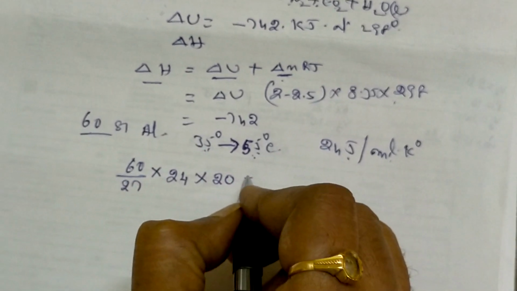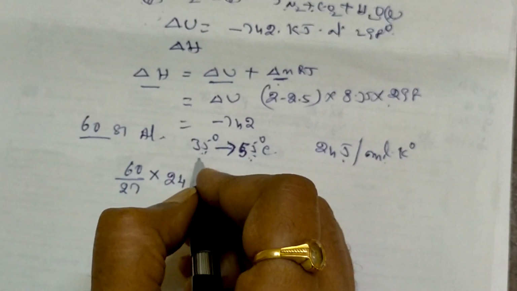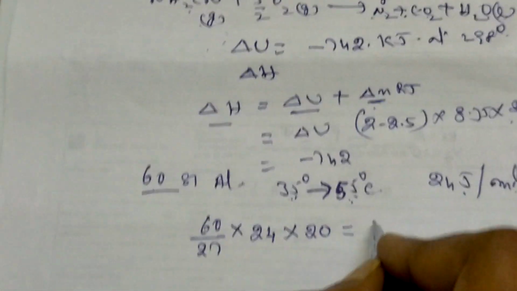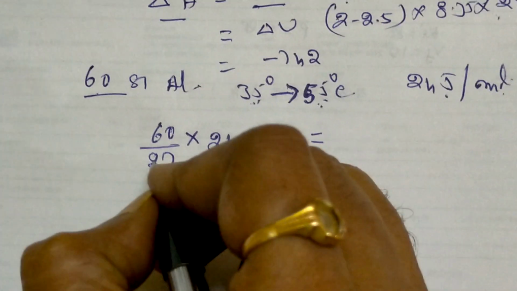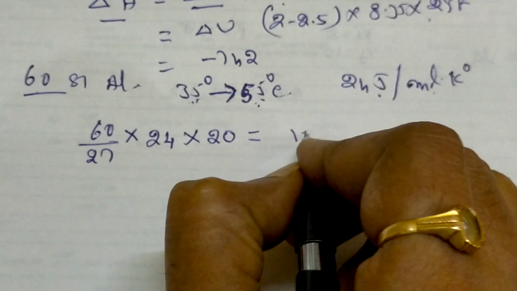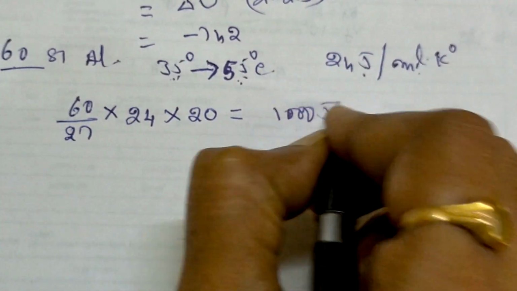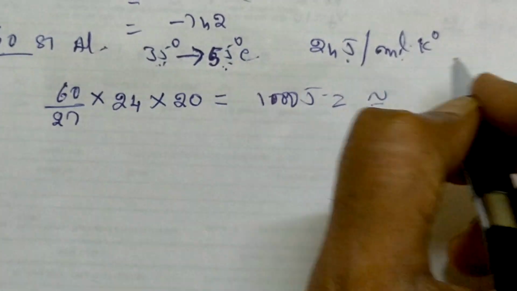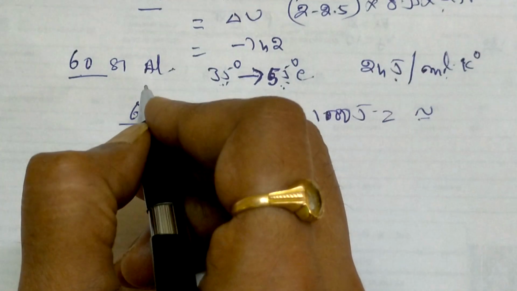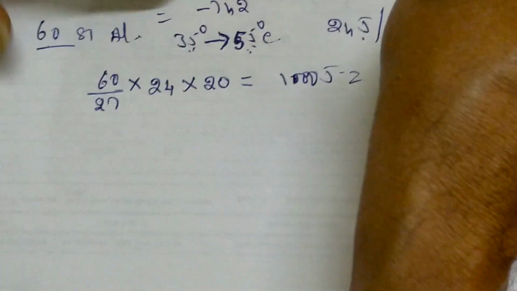If you convert into kilojoules, it is all in joules, so it will be almost 20 times 24 times 60 over 27, which means around 1000 joules, nothing but around 1 kilojoule. Calculate. So that is the next problem. One more problem we will see. We want to go fast, completing more problems in less time.